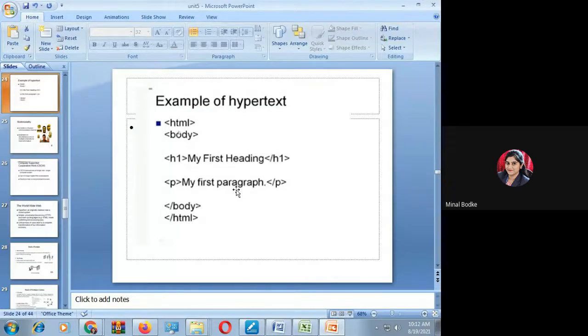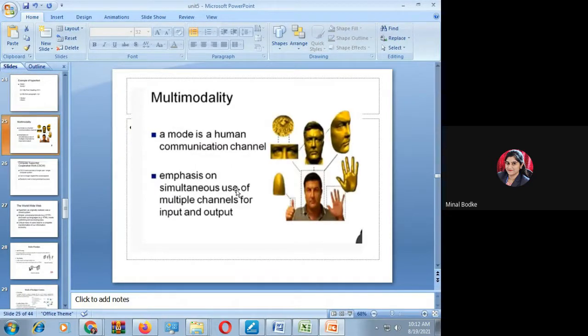This is an example of hypertext, which is similar to HTML programming. Next came multimodality, where the human came into the picture. Using human sensory organs, you are able to give input or instructions to your computer instead of using physical devices, and multiple channels were used for input and output purposes in the multimodal system.